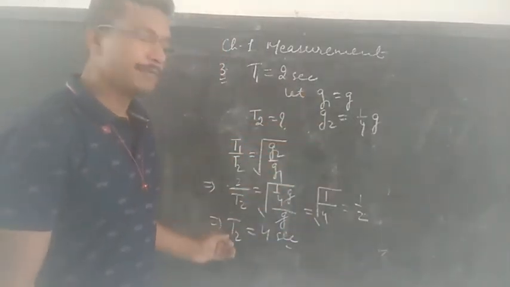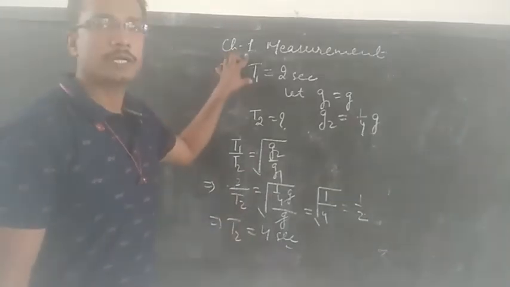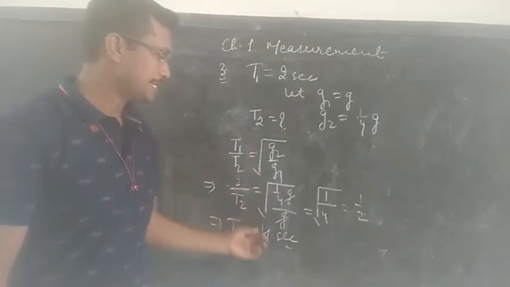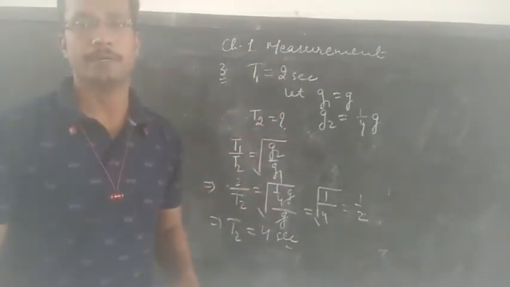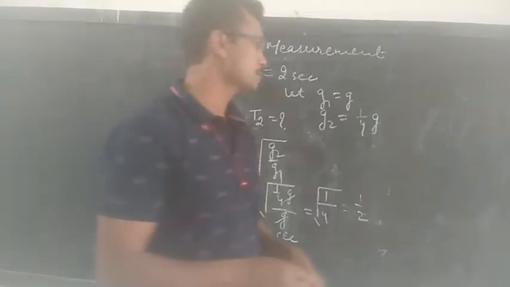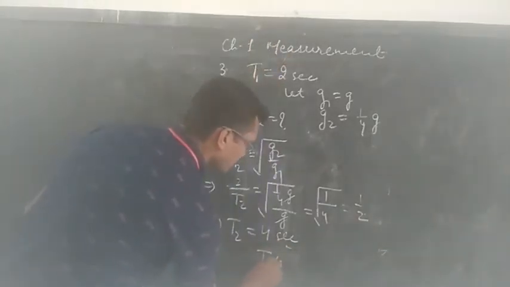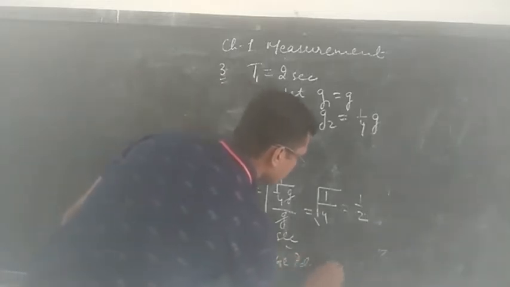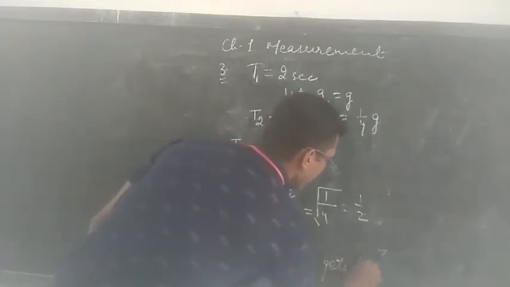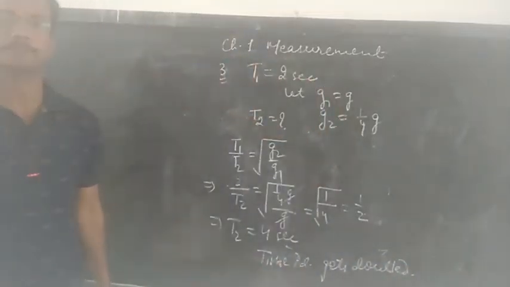Now how is this time period affected? So you can compare it with the original time period. This time period is getting just double the original time period. So we can write: time period gets double. This way.